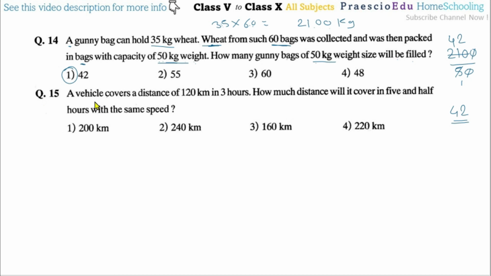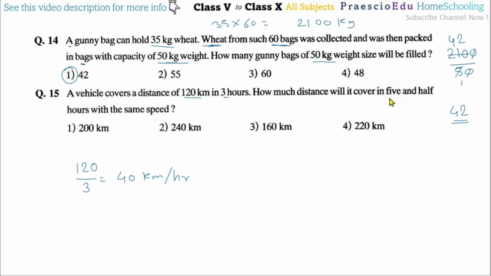Now question number 15. A vehicle covers a distance of 120 km in 3 hours. How much distance will it cover in 5.5 hours with the same speed? So the speed is the same. In total 120 kilometer in 3 hours, so we will calculate 120 divided by 3, which gives how much distance it covers in 1 hour. So it comes to 40 kilometer per hour, and the speed is the same.